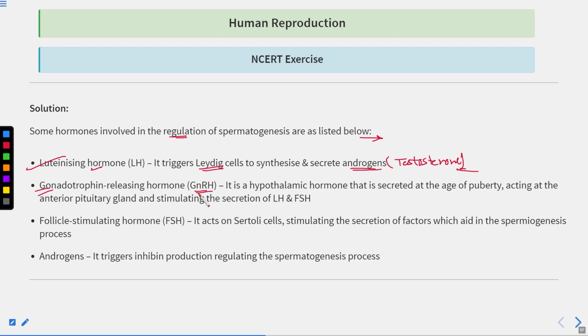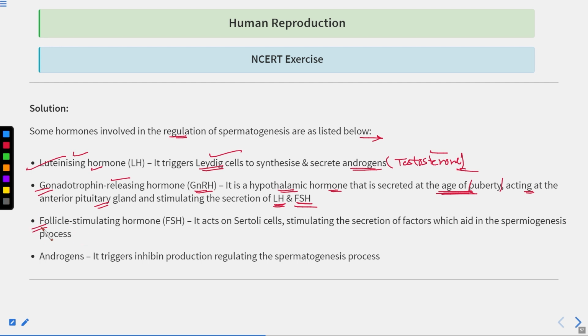Gonadotrophin releasing hormone is the hypothalamic hormone that is secreted at the age of puberty. Whenever the organism attains puberty, meaning the transformation from the adolescent phase to the reproductive phase, this gonadotrophin releasing hormone is released, which acts at the anterior pituitary gland and stimulates the secretion of LH and follicle stimulating hormone. Clear? So you can see there is a series. LH and FSH are secreted by gonadotrophin releasing hormone. Then again, luteinizing hormone triggers the release of testosterone from the Leydig cells.